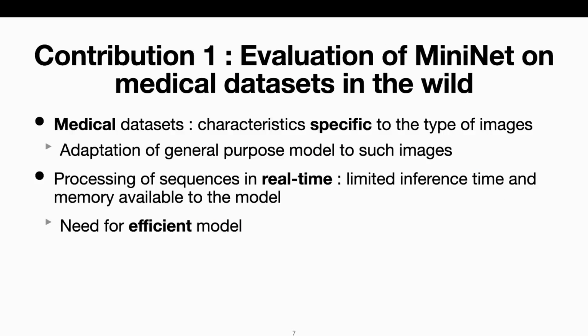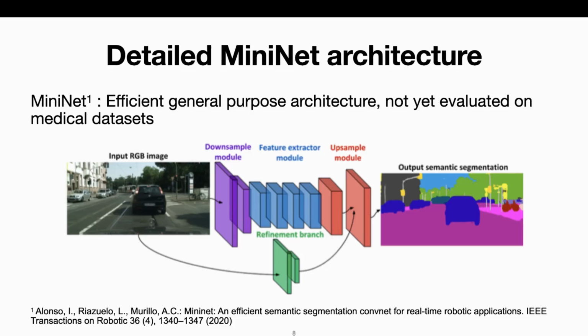Our first contribution is the evaluation of a general-purpose segmentation model, MiniNet, on endoscopic data. Medical images present specific characteristics, meaning general-purpose models have to be adapted to this type of images through fine-tuning. Additionally, if we want to use the segmentation model in real time, it needs to be efficient. An example of an efficient model is MiniNet. MiniNet has not yet been tested on medical datasets, but achieves similar or better results than state-of-the-art efficient models on non-medical datasets. Its detailed architecture can be seen in the figure below.